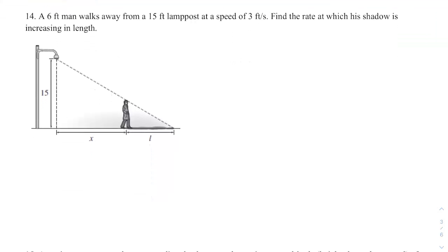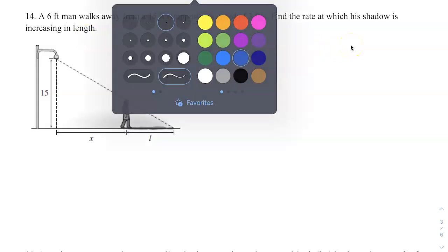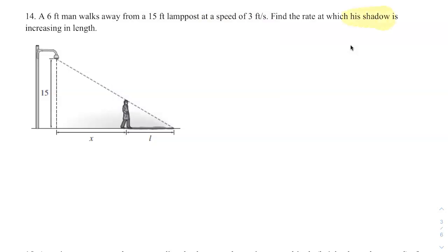Next one. Oh, these are interesting. A 6-foot man walks away from a 15-foot lamppost at a speed of 3 feet per second. Find the rate at which his shadow is increasing in length. At which his shadow is increasing in length. And that's very important. This is actually super important.